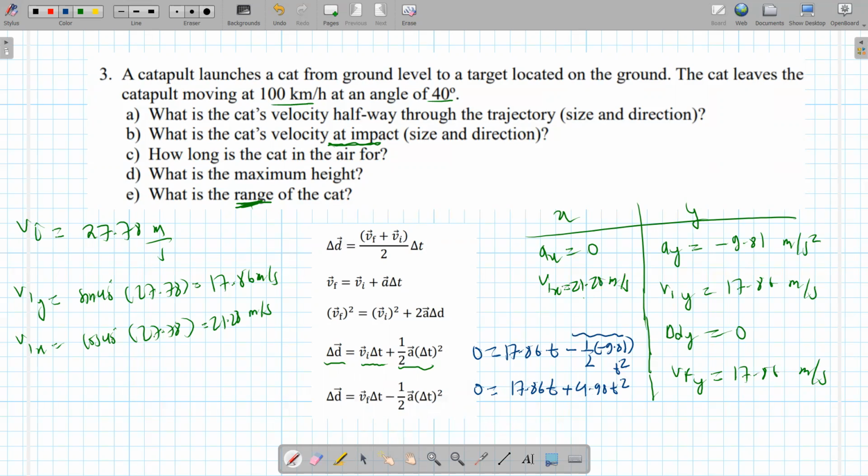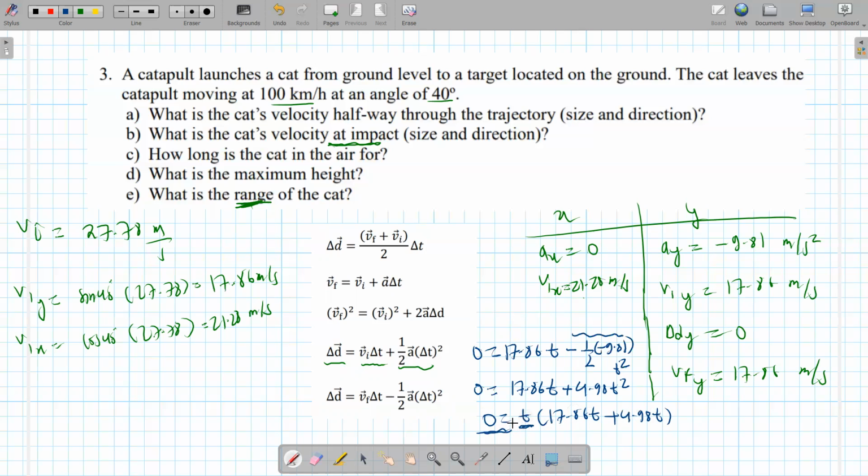Okay. So what does that mean? That means you can take out a T. Here, I'm gonna pull out a T, then you get T times (17.86 plus 4.98 T) equals 0. I'm trying to find time, okay? I'm with you. And what's the next step here? This is a quadratic. So either this is gonna be 0, yeah?